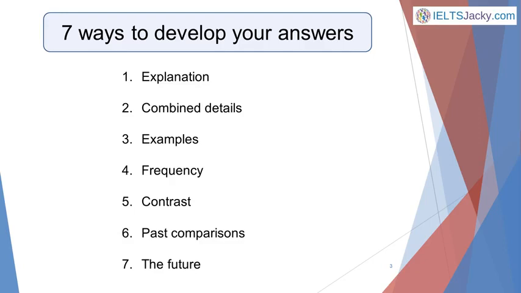We'll look at 7 ways that you can extend your answers, which will give you more than enough options for effectively answering the different types of questions you might get asked in part 1. They are explanation, combined details, examples, frequency, contrast, past comparisons, and the future.